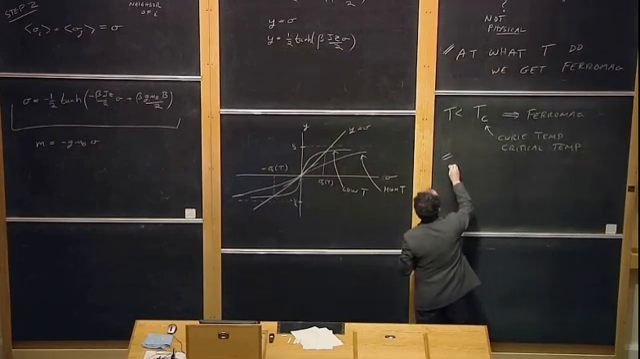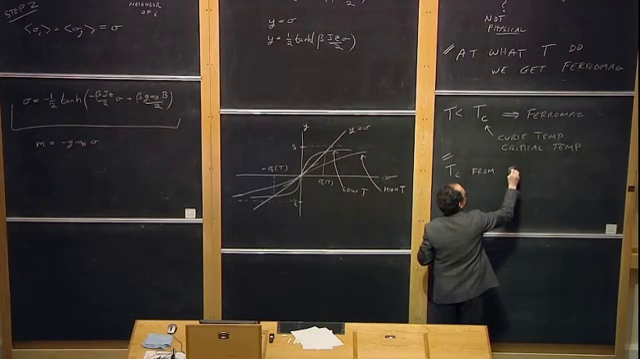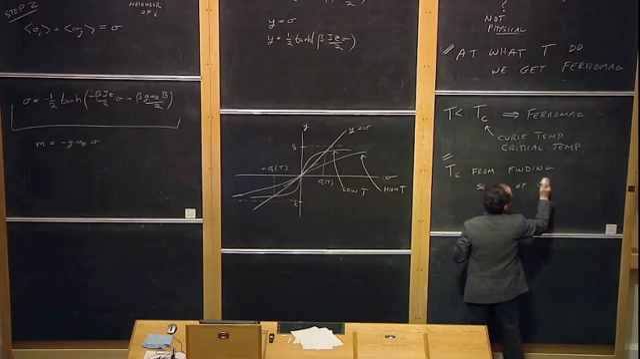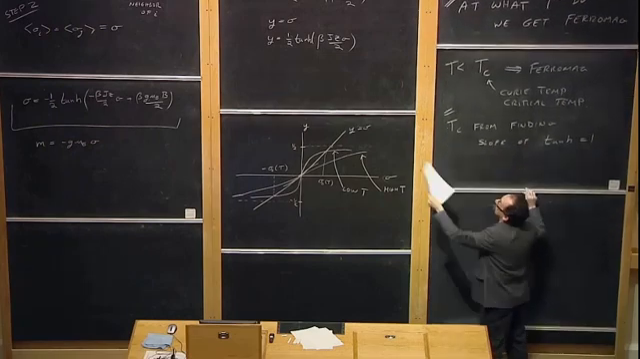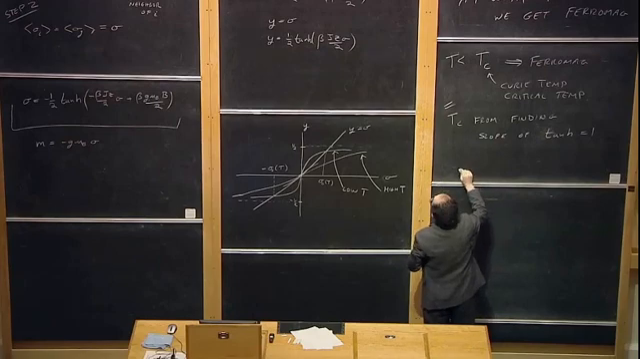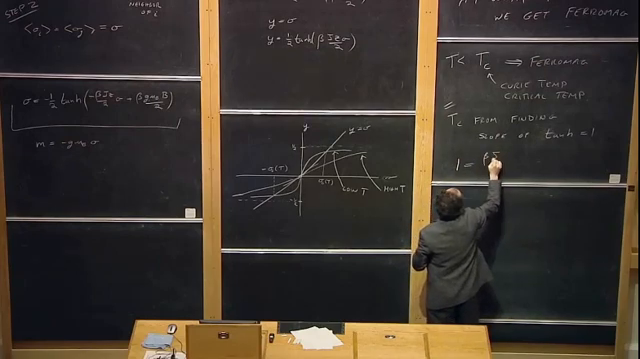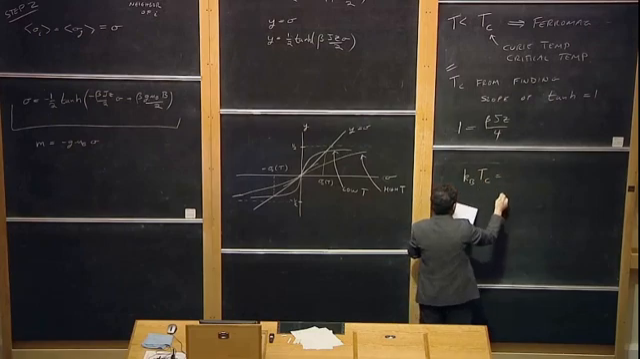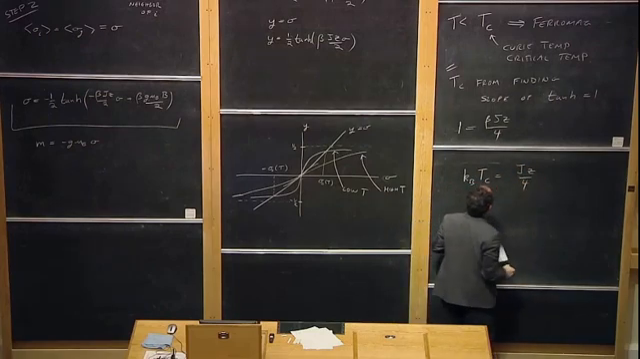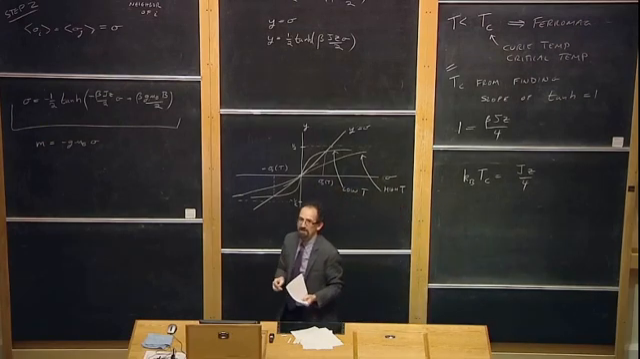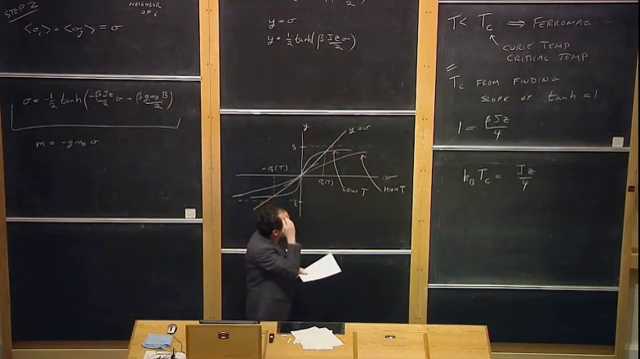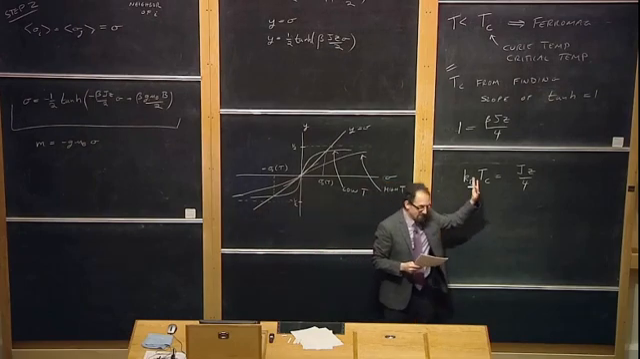So Tc comes from finding where the slope of the tangent equals 1. If we expand the y equals tanh equation here, the slope of the tanh, which we're setting equal to 1, is beta Jz over 4. Rearranging a little bit, we get kB Tc equals Jz over 4, which is the critical value of the temperature. Okay, is everyone still with me? Fairly happy? No? Yes? Maybe? Okay. Maybe. All right.